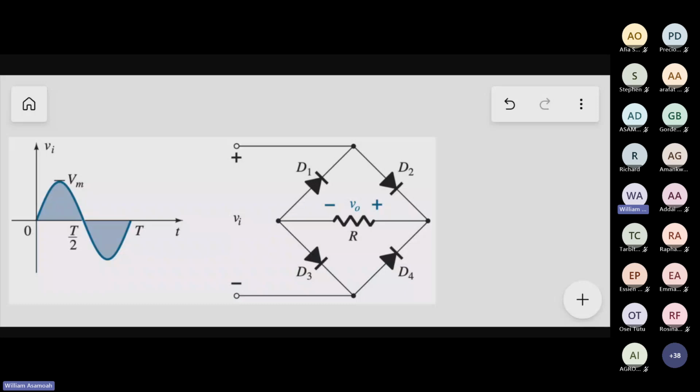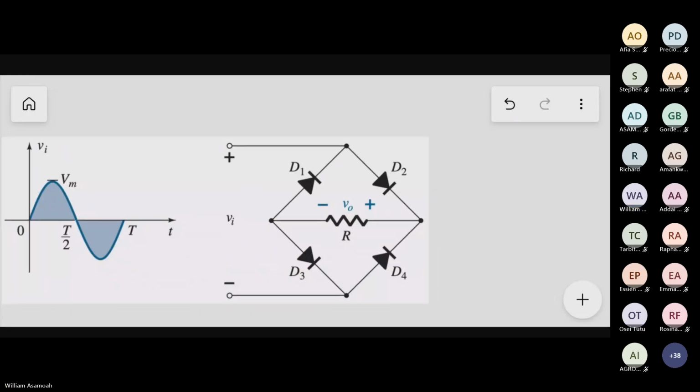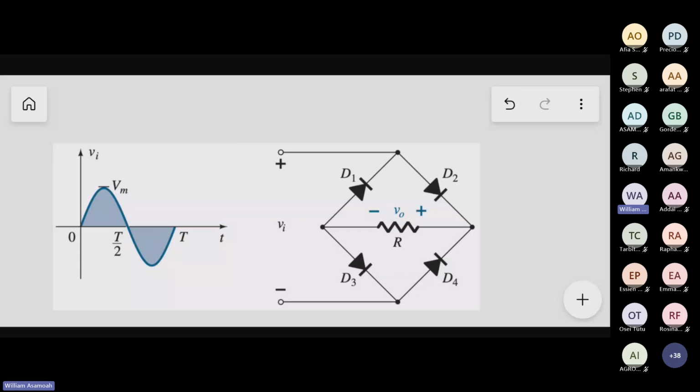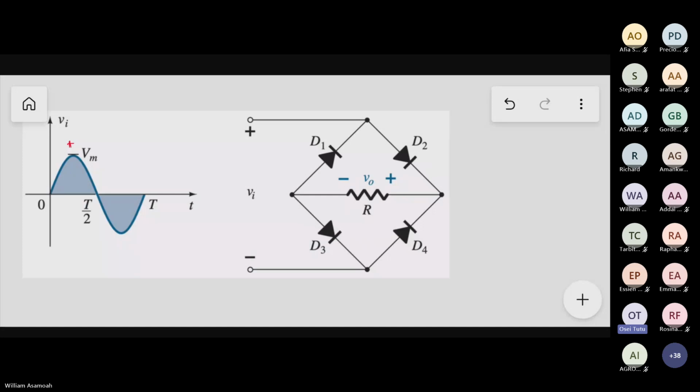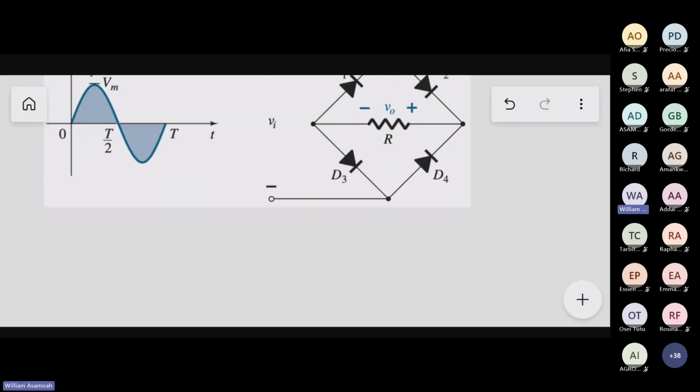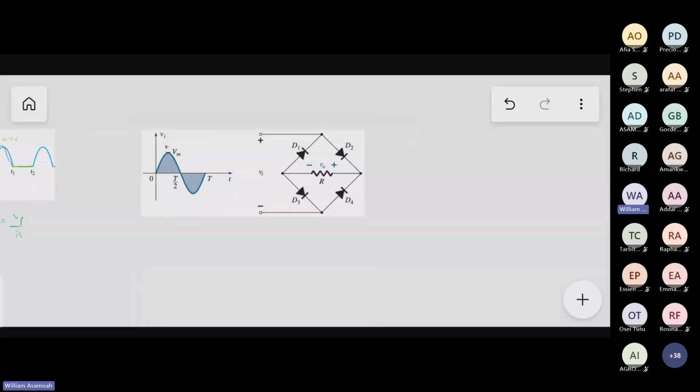Let's look at how this thing works. When the wave is in the positive side, the circuit looks like this. Let me copy this image. I'm giving you a taste of how the handout looks in the real colored form.